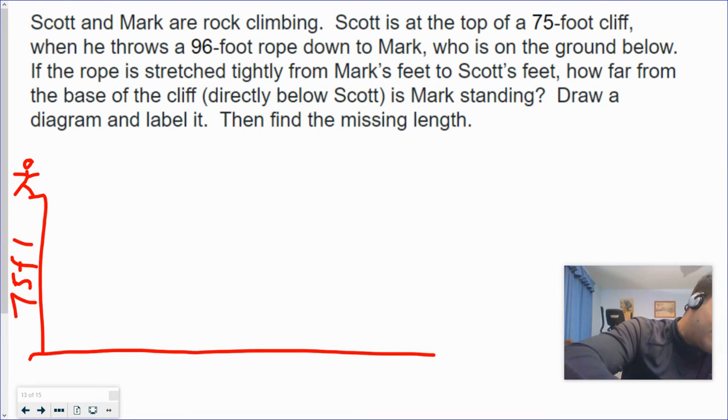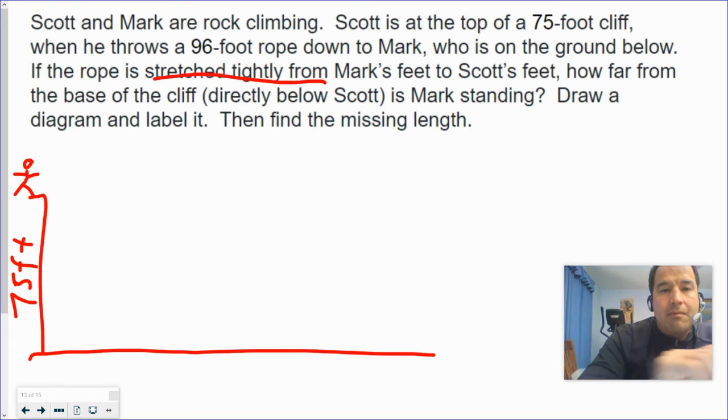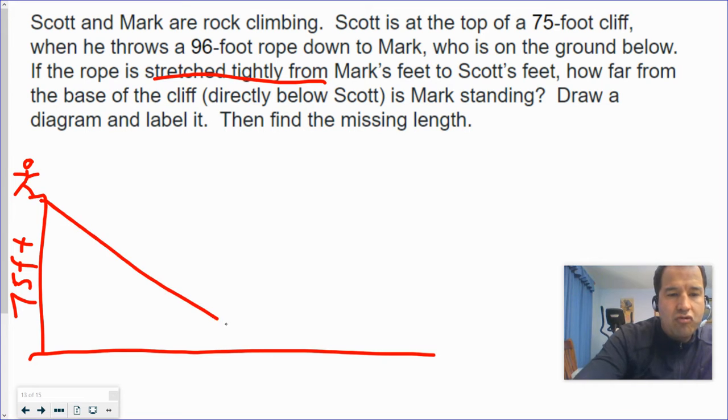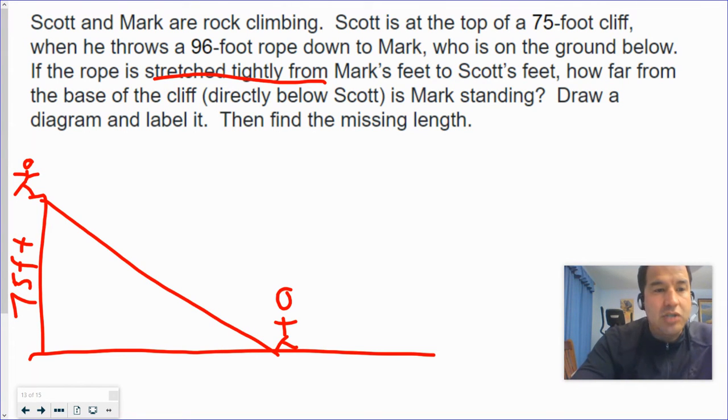75 feet. Now, not all cliffs are exactly like this, but this cliff seems to drop straight down. Now, he had a 96-foot rope. That rope is stretched tightly from Mark's feet to Scott's feet. So here's Scott's feet. And they drag it down, and I don't know why Mark is so gigantic there compared.